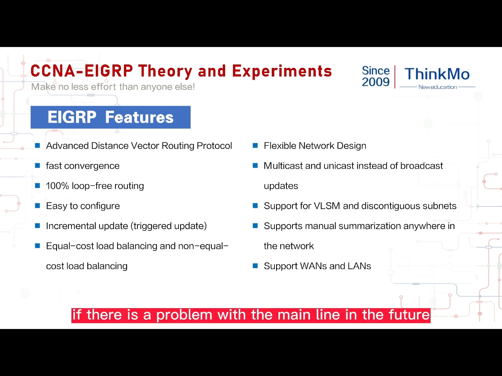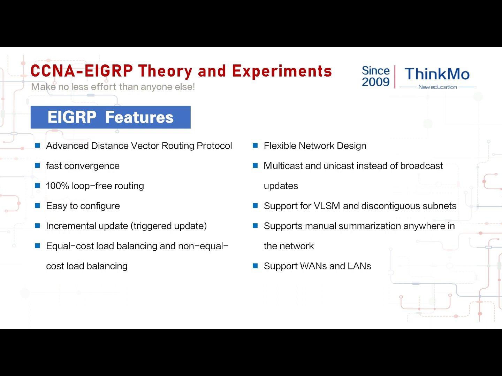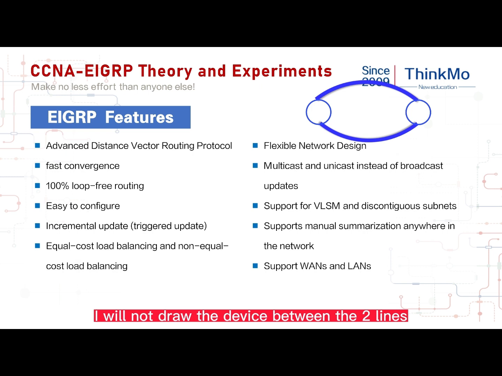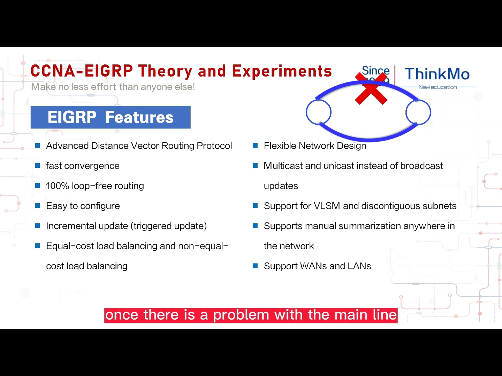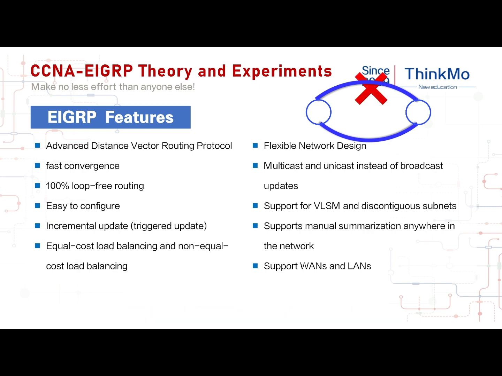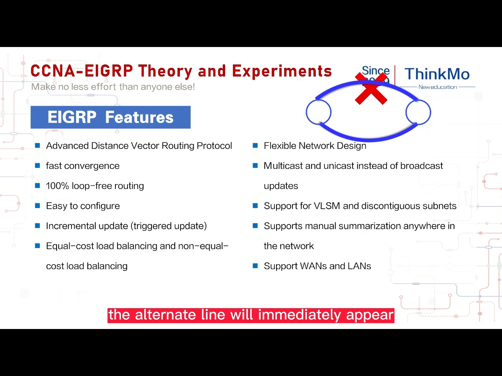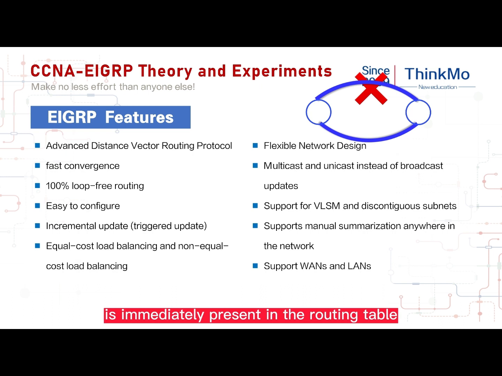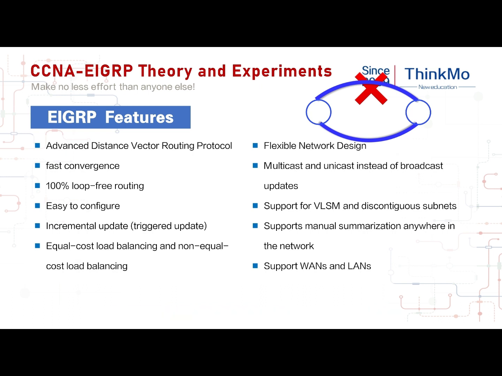If there is a problem with the main line in the future, for example, for data going to a destination, I will not draw the device between the two lines. Above is the main line. Here is the backup line. Once there is a problem with the main line, the backup line will immediately appear in the routing table. Notice, it immediately appears in the routing table. Then it achieves fast convergence.